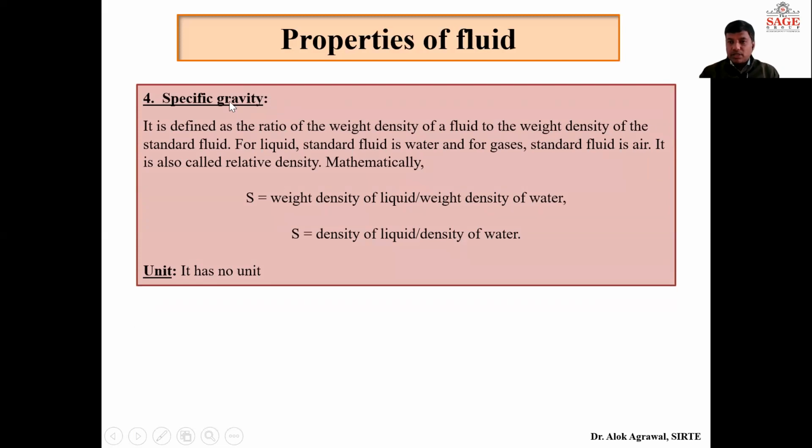Next important property, and very important property, is specific gravity. We'll use this term in maximum number of numericals that are coming in this course. So what is specific gravity? Specific gravity is the ratio of weight density of fluid to the weight density of standard fluid. Okay, so this is a ratio, so it has no unit because it is a ratio of weight density of fluid to the weight density of standard fluid. So numerator and denominator units will be the same, they will cancel out, and there will not be any unit.